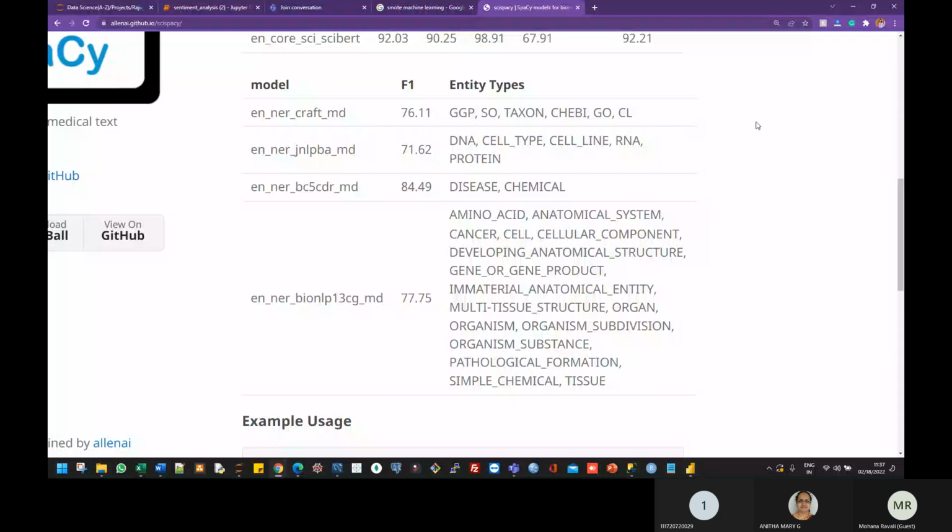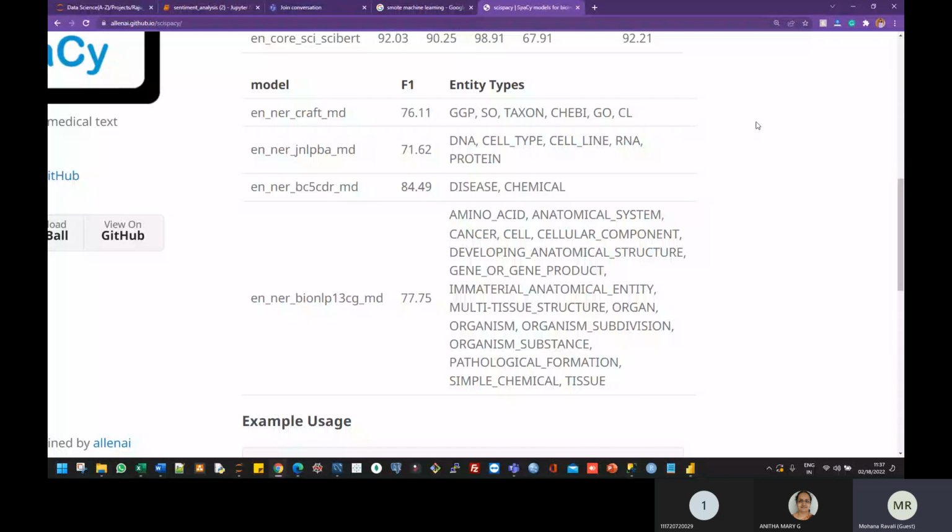What is it extracting? Same in Stanza, BioNLP13CG. What is it extracting? BC5 chemical. What is it extracting? NCBI disease. What is it extracting? I2B2. What is it extracting? And radiology. These are the models present in Stanza.